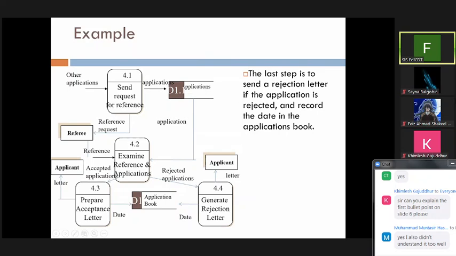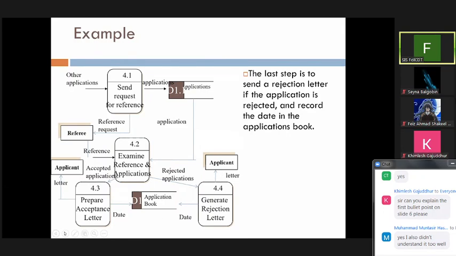So what does balancing mean in a level DFD? It means that the number of inputs that is coming into the system, that level DFD, and the number of outputs that is going out of that level DFD should be same as the high level DFD. Okay, so we are going to check that. So basically from that case study, you can see that there's other application as input, there's reference as input. And what goes out of that level DFD is letter and the date.